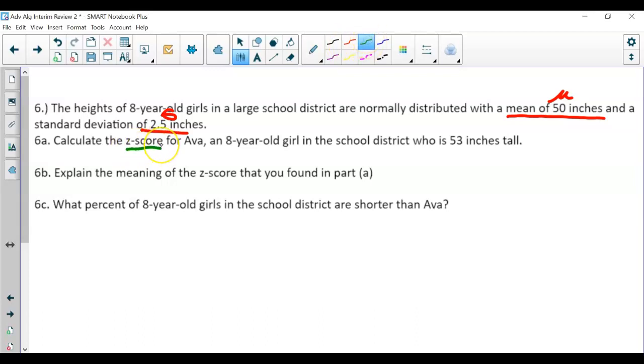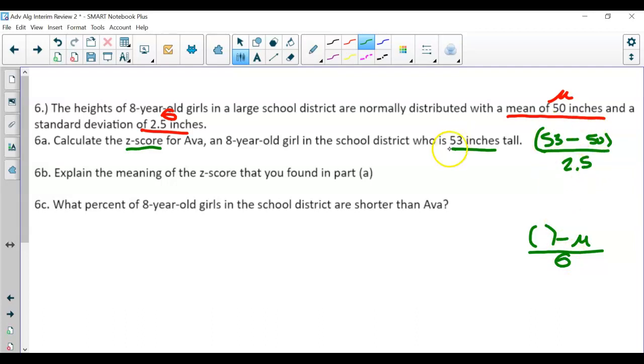Calculate the z-score. So remember, for the z-score we have our fraction. We always subtract the mean. We divide by the standard deviation. We always put first the value that we're trying to convert. So in this case, what are we trying to convert? The fact that Ava is 53 inches tall. So we're looking for that z-score, 53 inches tall. We're subtracting from that the mean, 50. Then divide that by the standard deviation, which is 2.5.